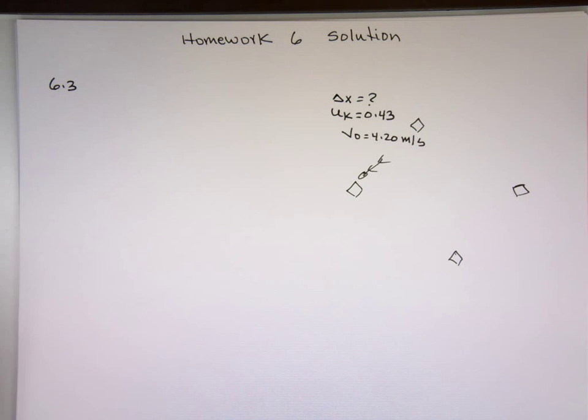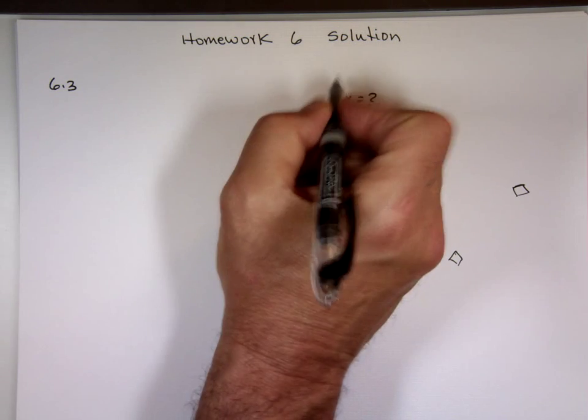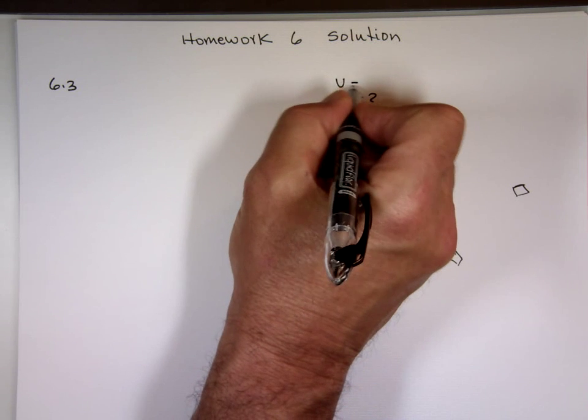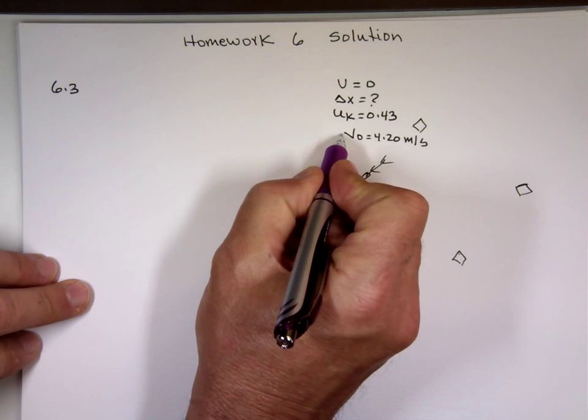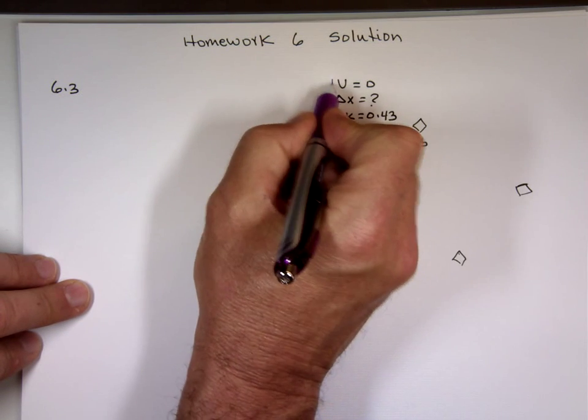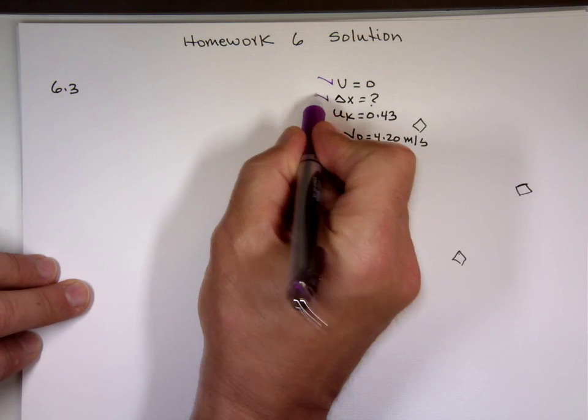Let me read again. How far does the player slide before coming to rest? What does that mean, coming to rest? Final velocity is what? 0. Remember the equation we had there. You really need three things to get the fourth one. Here you only have initial velocity, final velocity, and you're looking for delta x.